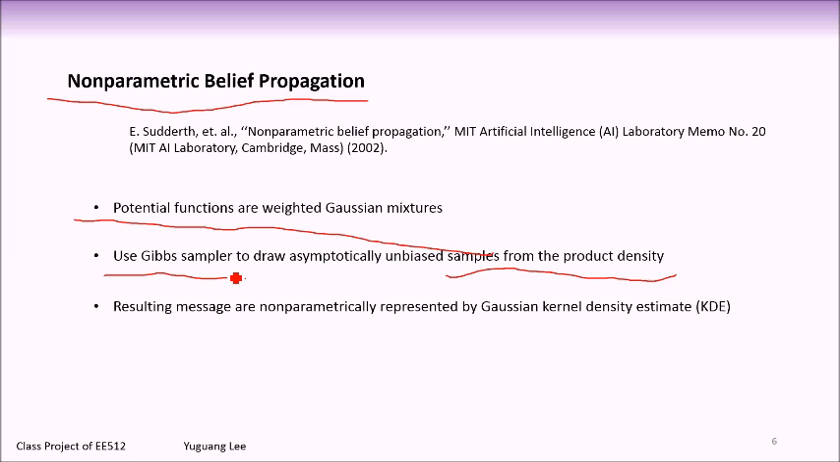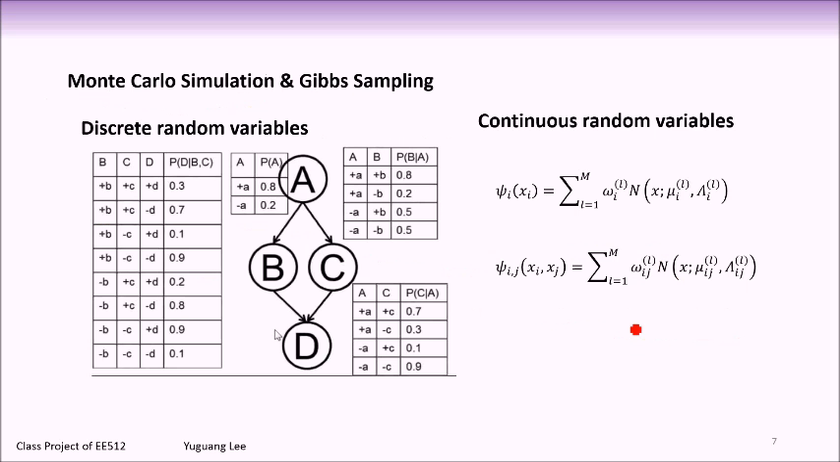Gibbs sampling and the Monte Carlo methods follow a certain process, so they can figure out samples which have the same distribution as the product density function. And from the product density samples, we will use kernel density estimation to model the distribution of the samples and rebuild the analytical function of the new messages, which are still Gaussian mixtures. Alright, so I mentioned Gibbs sampling. Gibbs sampling is a Monte Carlo method.